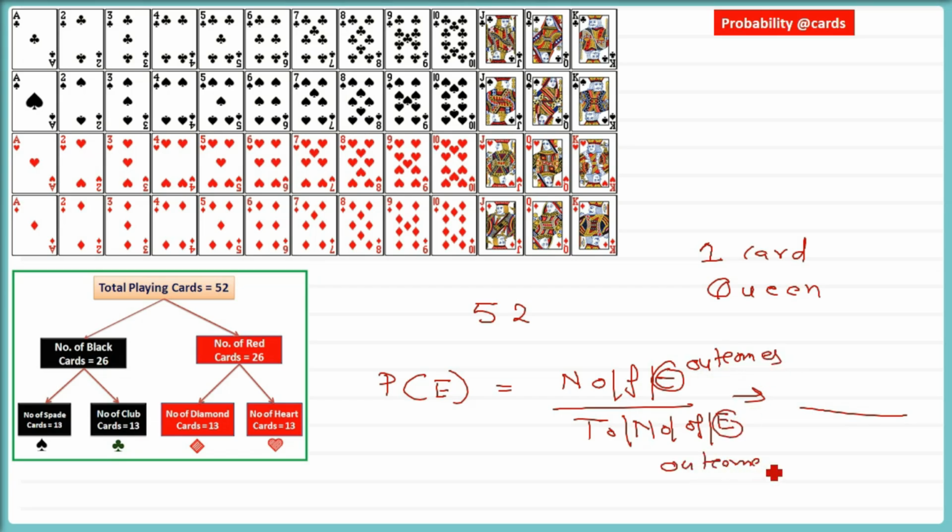So probability is the number of favorable outcomes divided by the total number of outcomes. The total number of outcomes can be 52, since you can pick any of the cards. But what is our favorable event?